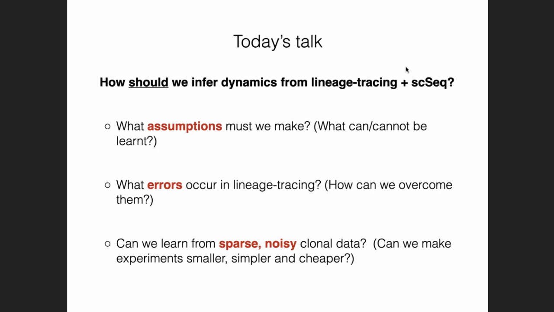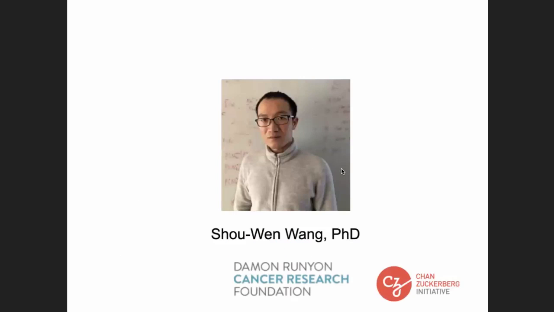What errors are there in the experiments that we need to worry about? And then by understanding these, can we try to make experiments more effective, more interpretable? Can we work with noisier, sparse data, and therefore make these types of tools more accessible? And the work I'm going to present is really work that was driven by a postdoc in my lab. He's a Damon Runyon Quantitative Biology Fellow, Shi-Wen Wang, and it's also been funded by the CZI.